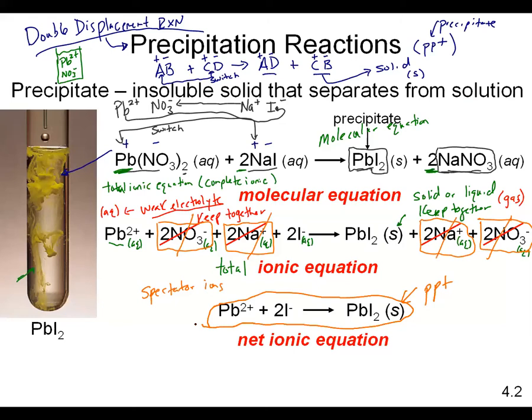So that is the molecular equation, which we write everything like normal with our correct chemical formulas. The total ionic equation, we break apart anything that can be broken apart. We keep together solids, liquids, and weak electrolytes. And then we get rid of our spectator ions, and we're left with what is known as the net ionic equation, which basically describes what is happening in this reaction.